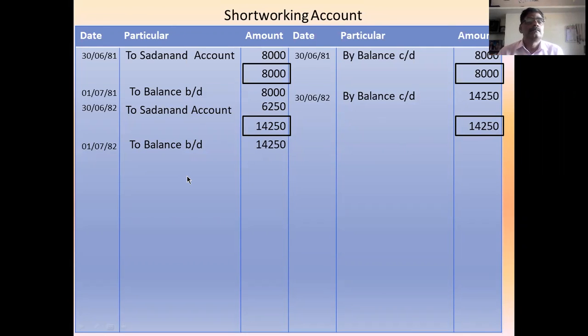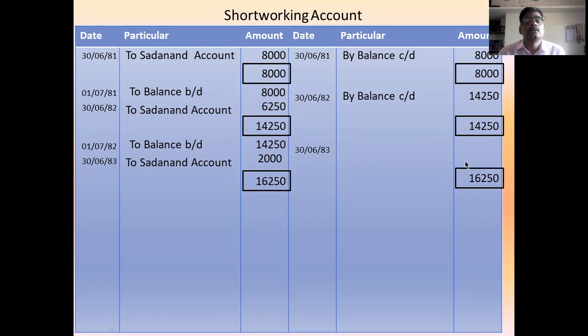In the third year, there is also SW. So, to Sadanand account 2,000. SW column amount. Then there is no amount in the SWR and SWIR. Take the total, and total is 16,250, and this is the balance carried down. 1983, to balance brought down 16,250. In this way, we calculate the balance.